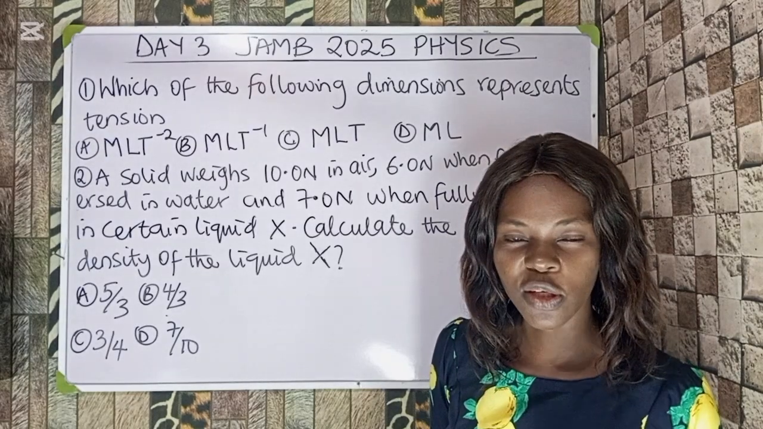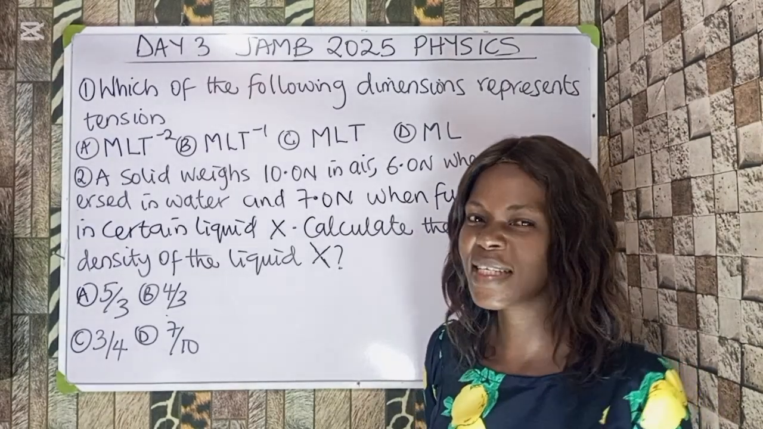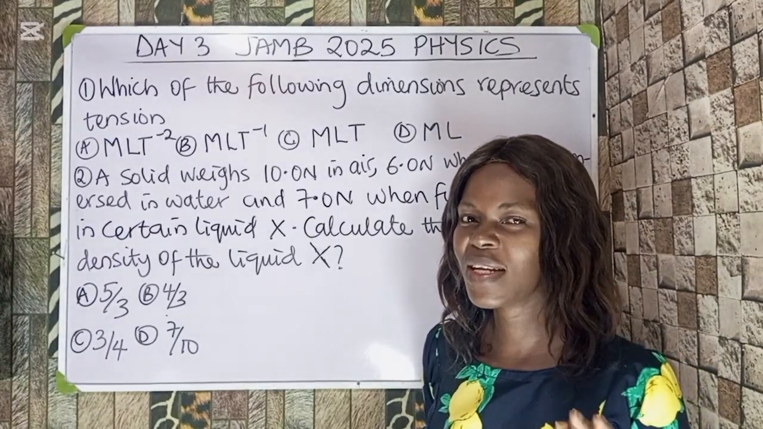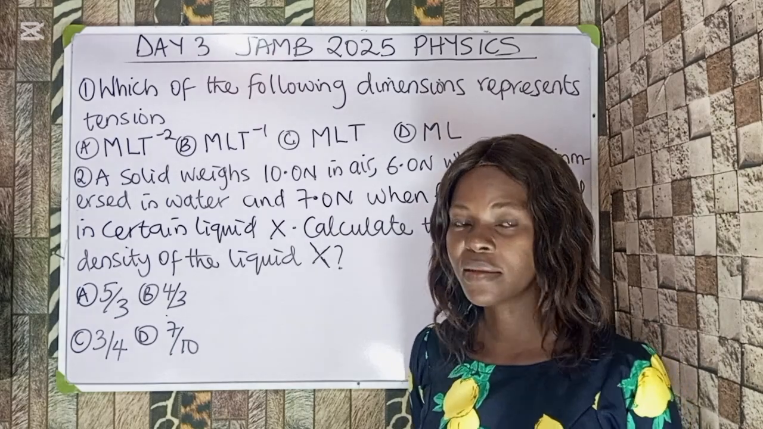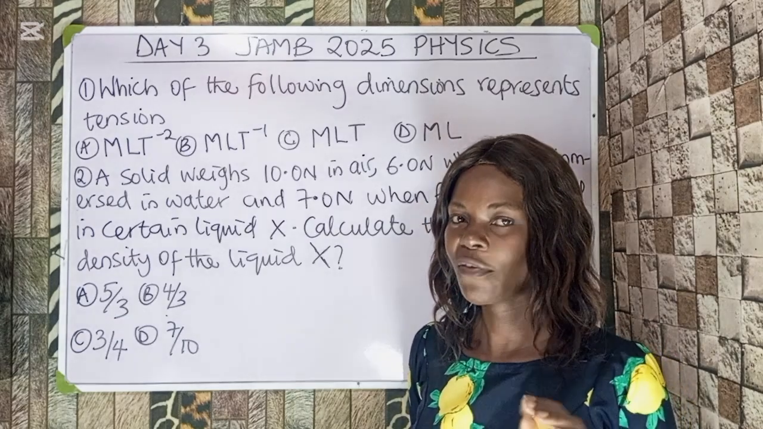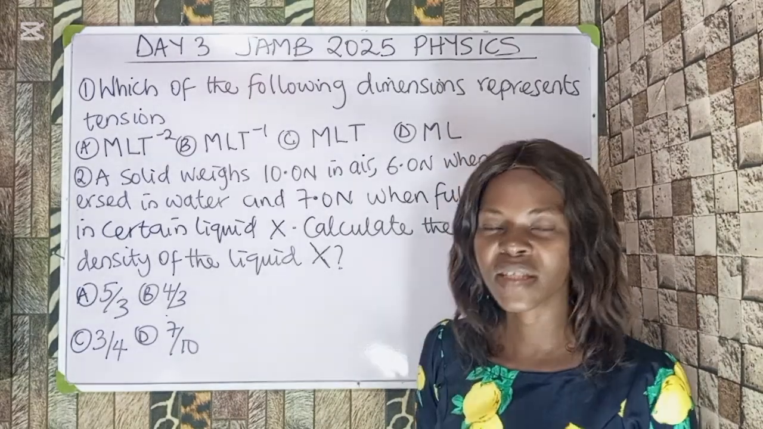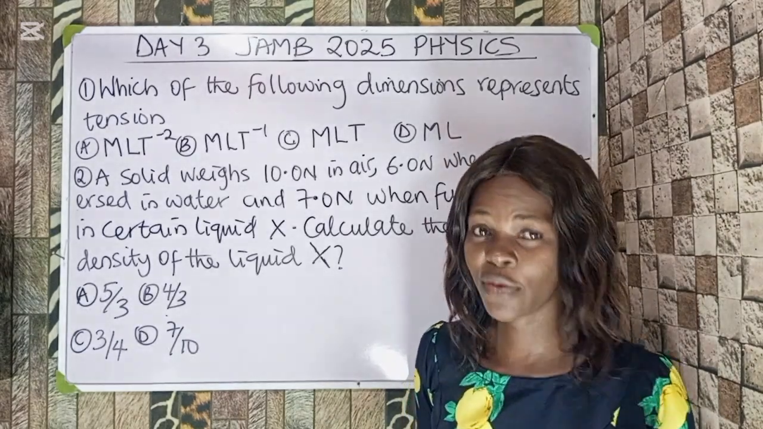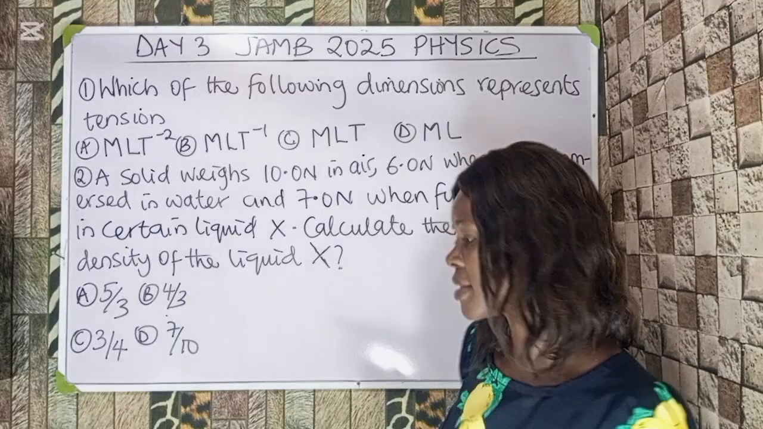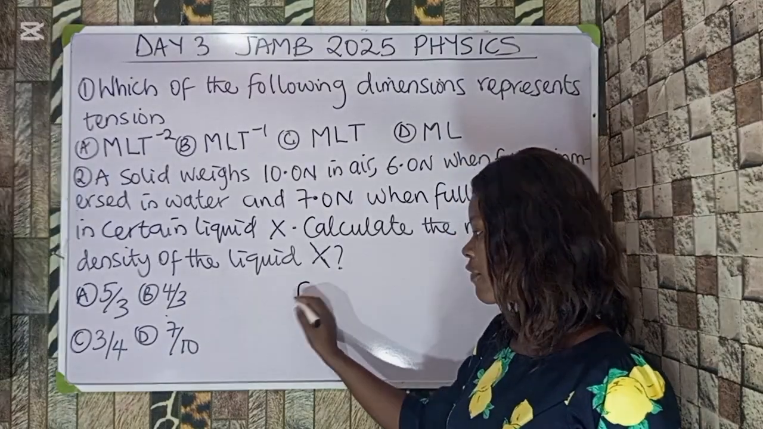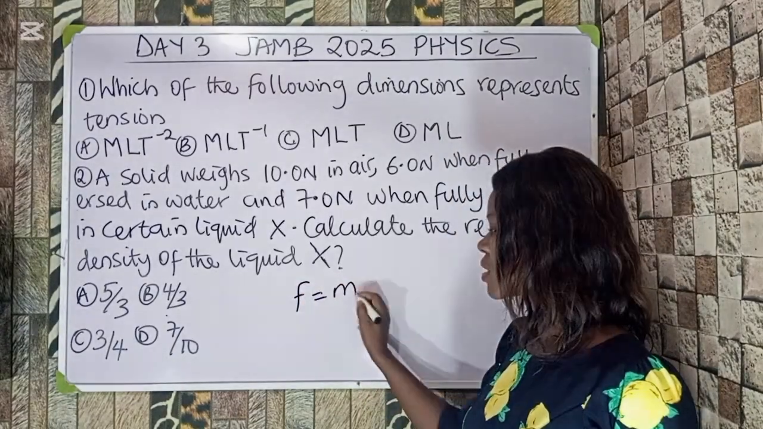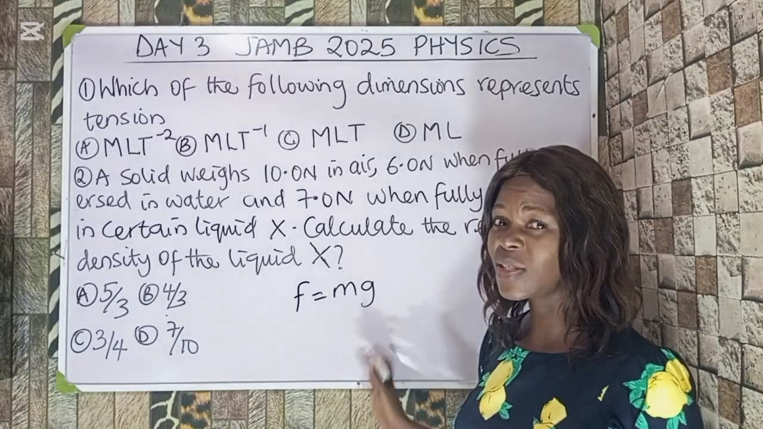Now, solving this question, what will come to your mind is this: what is tension? Tension is a force, and because it's a force, you are going to say that force is equal to mg. Now, what is mg? Mass multiplied by acceleration. So we have that tension is a force, then it's equal to mg or ma. It's still the same thing.